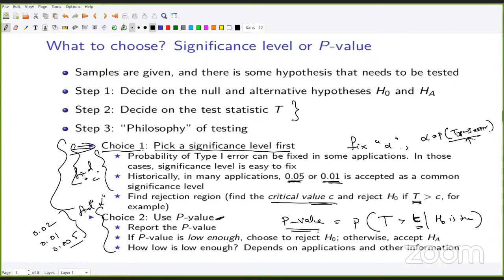And something like this is actually a kind of war between this choice 1 and choice 2. So how low is low enough? Whether this is low enough that I can reject, or I cannot reject, depends on the applications and other information. That is why some people might go with choice 1 and some will say choice 2 is better.